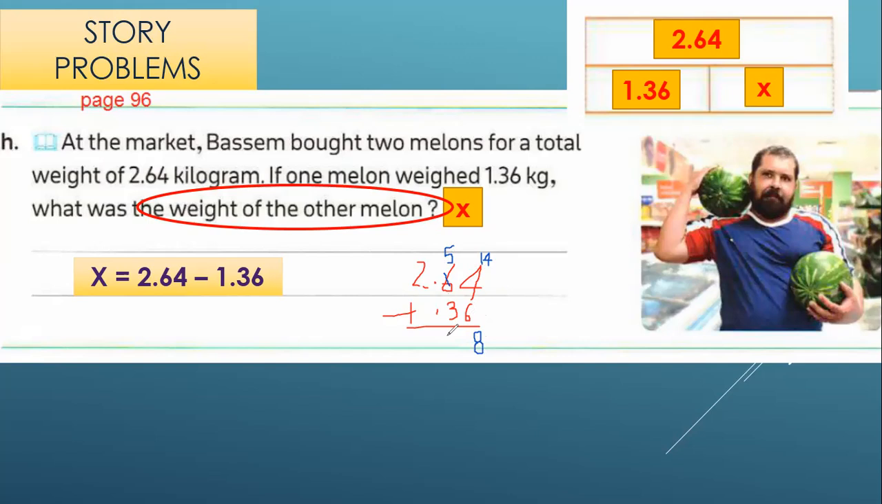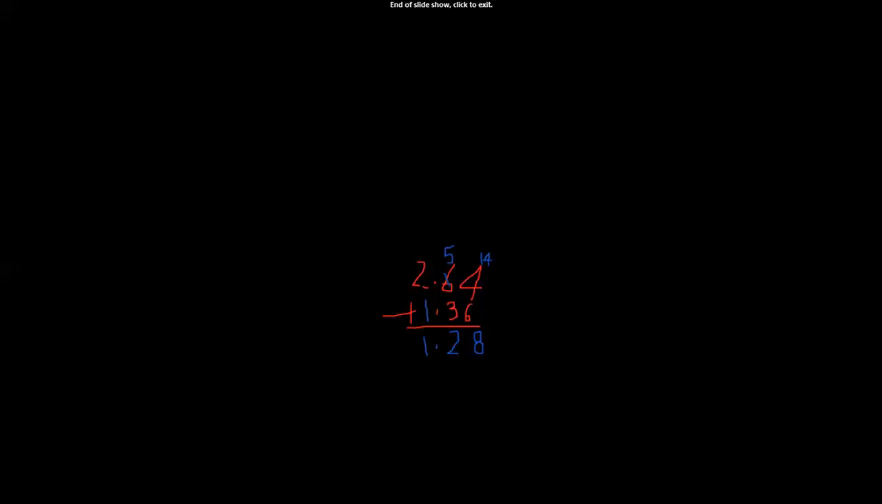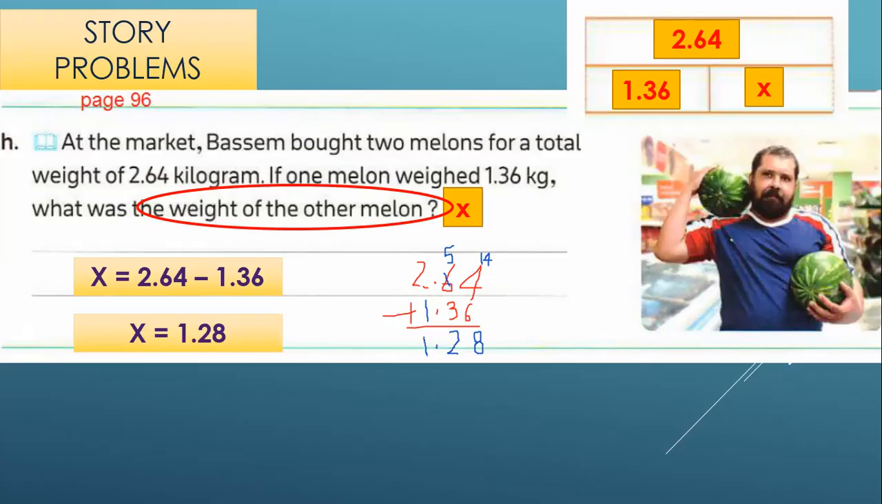5 minus 3 equals which number? 2. When we have a decimal point, we need to drop down the decimal point. Here we have decimal 1 point, 2 minus 1 equals 1. So the answer is? The total is 1.28 kilograms. Okay.